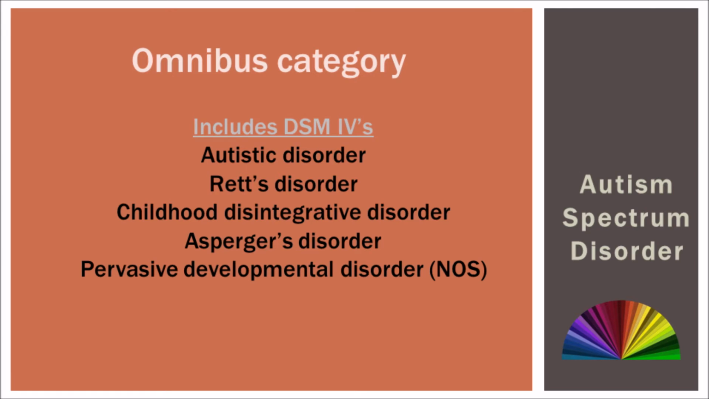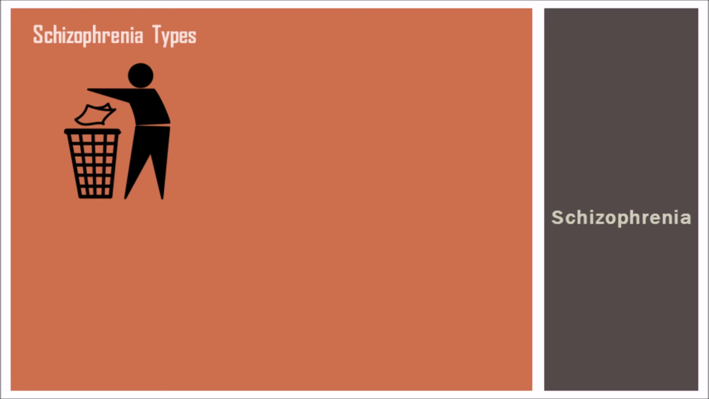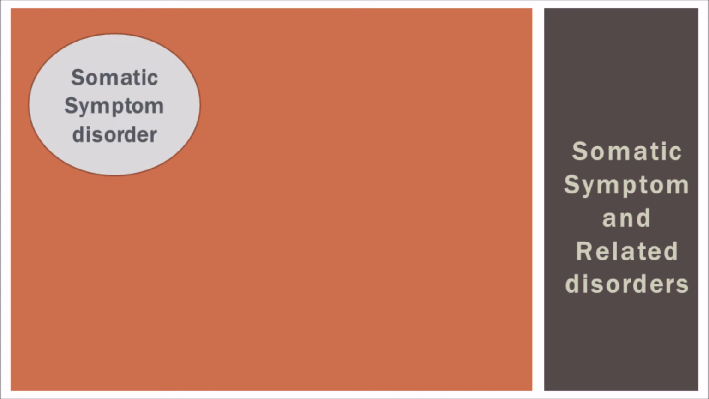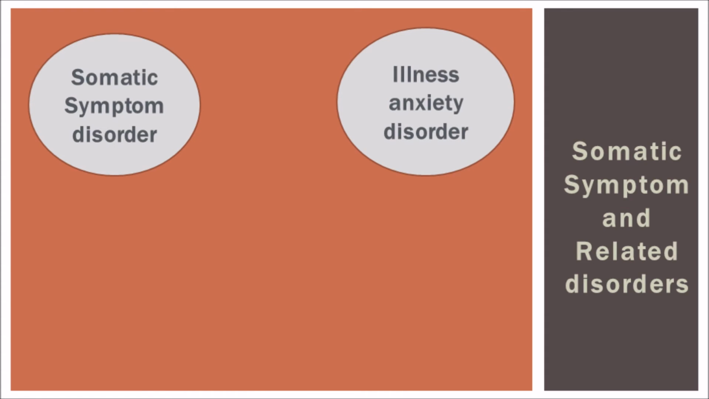In relation to schizophrenia, the very commonly discussed types of schizophrenia like paranoid, hebephrenic, and others have been trashed. Presence of bizarre delusions as an important diagnostic criterion has been diluted. Catatonia has been elevated to a new level of independent diagnosable condition. This emphasizes the fact that catatonia could be due to various other causes than schizophrenia, like severe mood disorders and organic conditions. The newer somatic symptom and related disorders includes mainly somatic symptom disorder, illness anxiety disorder, and conversion disorder.